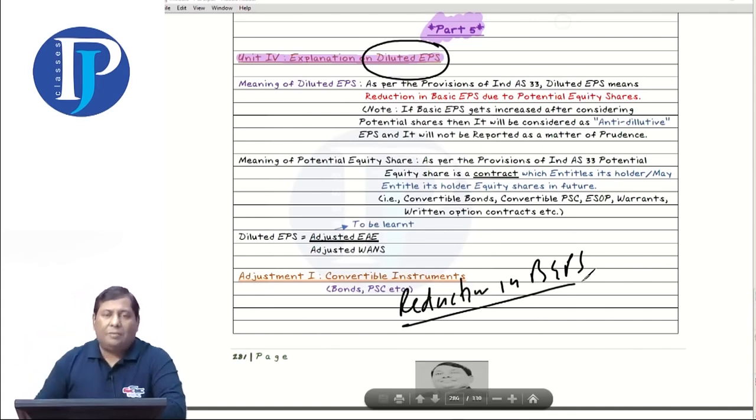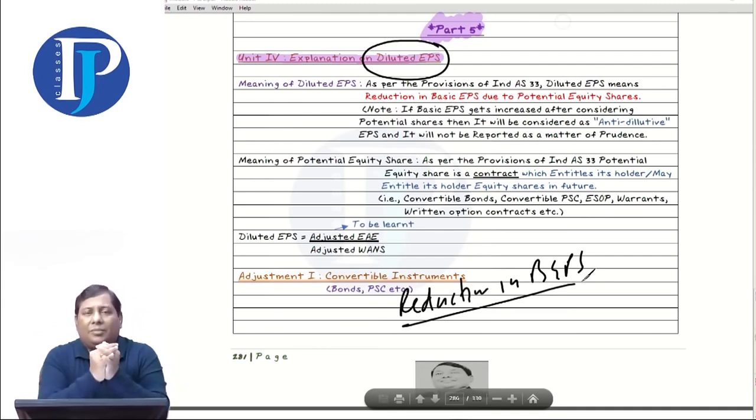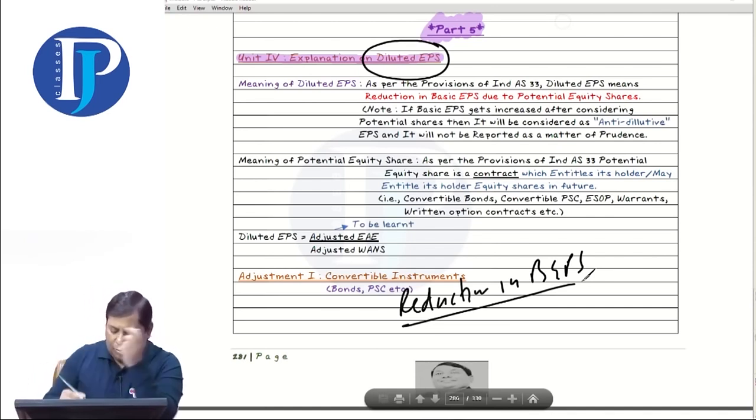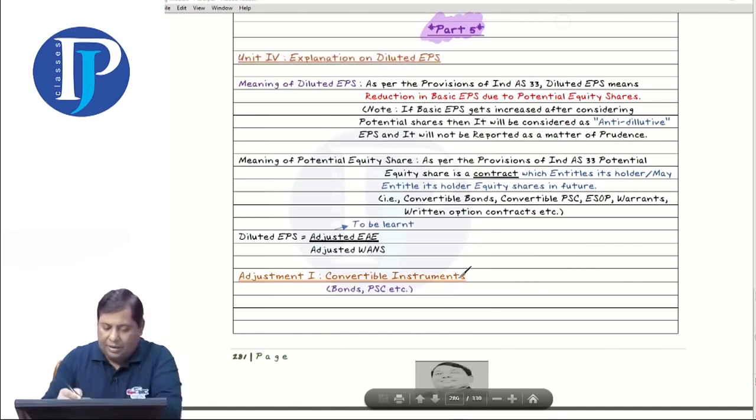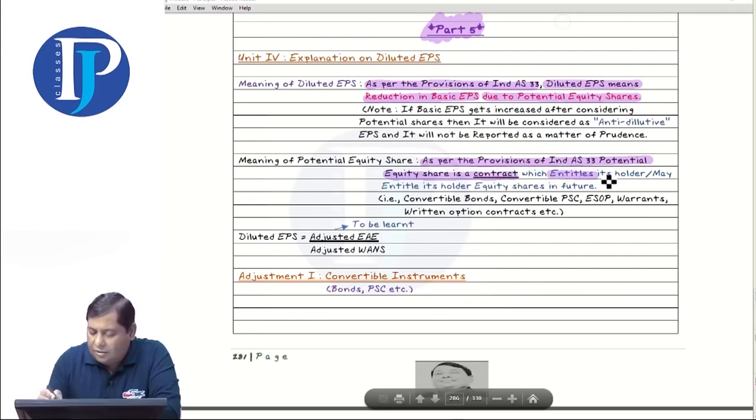So in the diluted EPS, we will make adjustments to basic EPS. And we had initiated the discussion about all the potential shares one by one, right? I had told you this same thing. Look, first of all, as per the provisions of Ind AS 33, diluted EPS means reduction in basic EPS due to potential equity shares. As per the provisions, a potential equity share is a contract which entitles or may entitle its holder to equity shares in future.